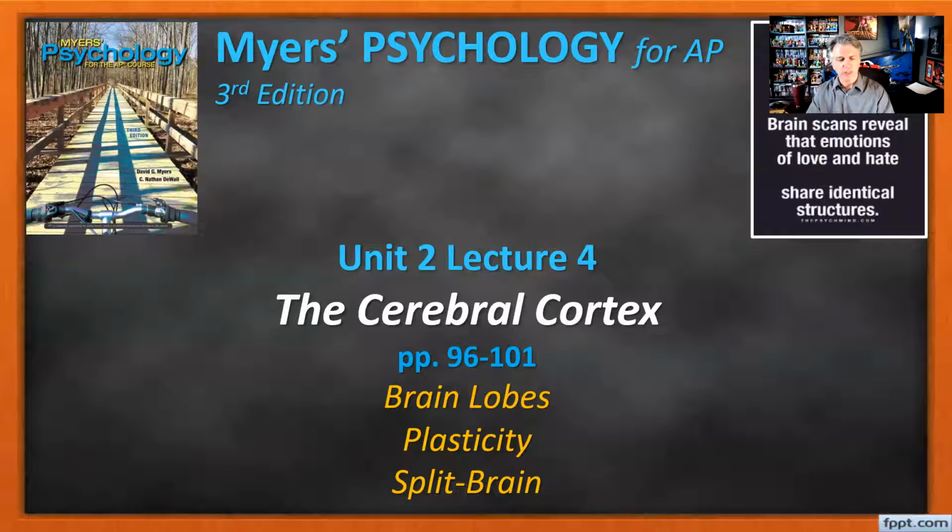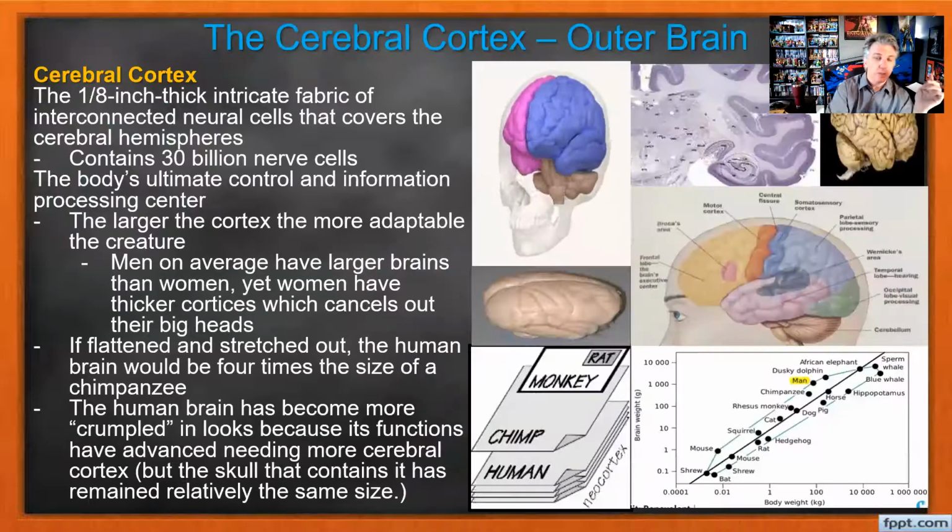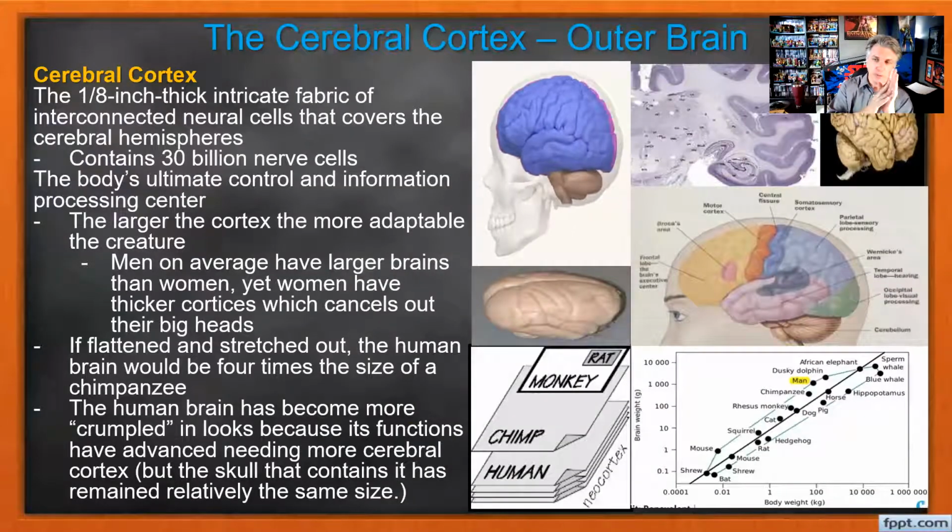So far we've talked about what a neuron is. We've talked about the nervous system. We've talked about the inner brain. And today we're going to talk about the older brain, the more developed brain, the more advanced brain that we have here. So let's start with the cerebral cortex.